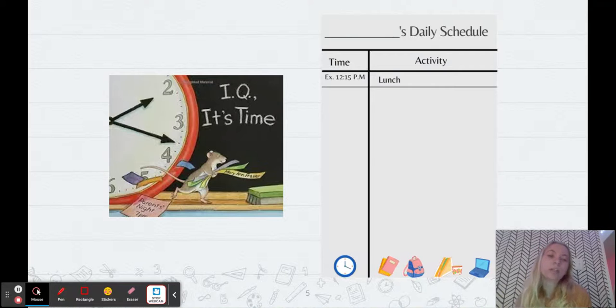And then after, students would complete their daily schedule with the time and activities starting from when they wake up in the morning, what time they wake up, brush their teeth, to extracurricular activities, and then eventually when they go to bed, writing the time, AM or PM, and the activity that they completed.